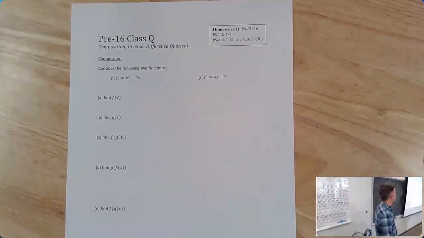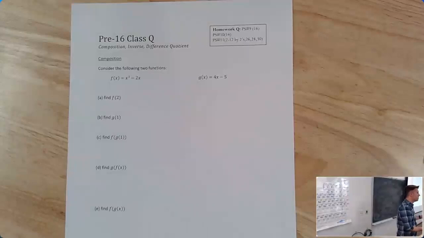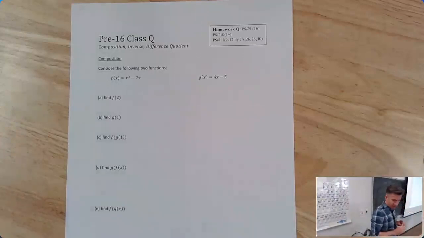Today we're going to talk about composing functions, finding the inverses of functions, and also the difference quotient, which is just fancy words for slope, but it's a little more complicated. So let's talk about the following two functions. We've got f of x equal to x cubed minus 2x and g of x equal to 4x minus 5.